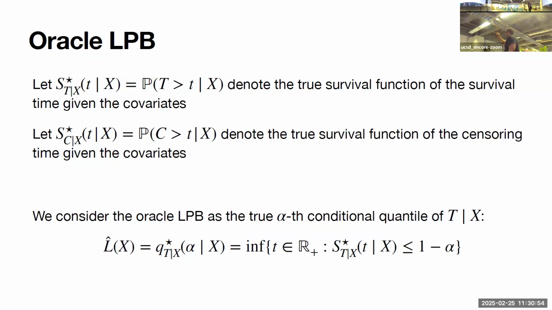And as you continue to study, the survival curve goes to 0 eventually, because at some point in time, everyone has had the event. So it goes from 1 to 0. And if I want the alpha quantile, I just look for the first time where the survival curve crosses 1 minus alpha. But this is a conditional survival curve, given covariates.